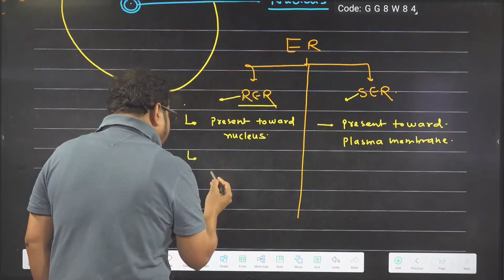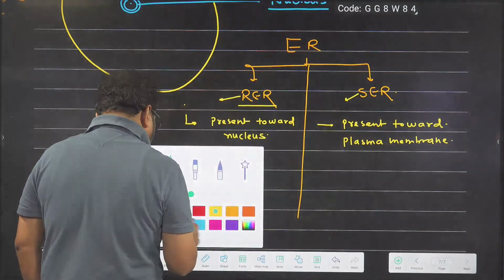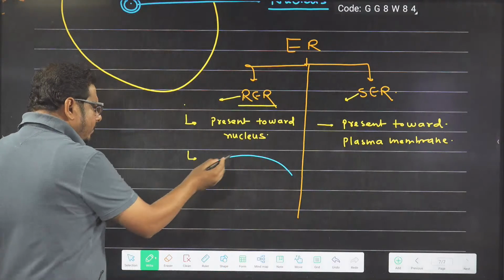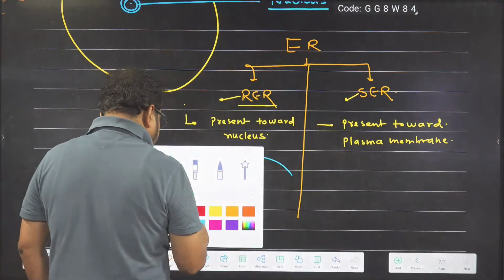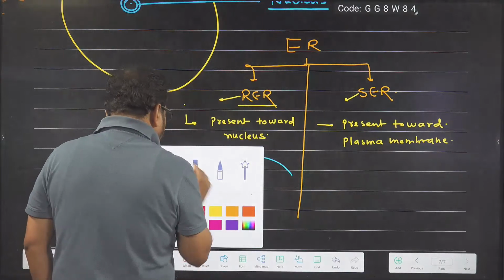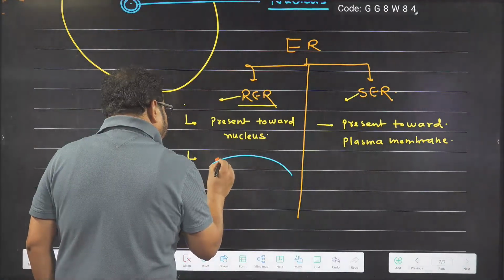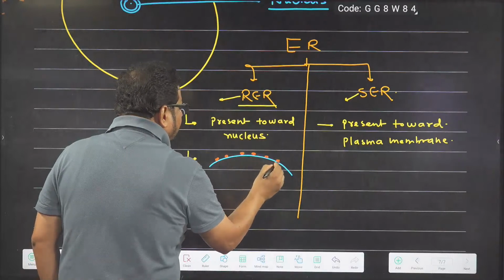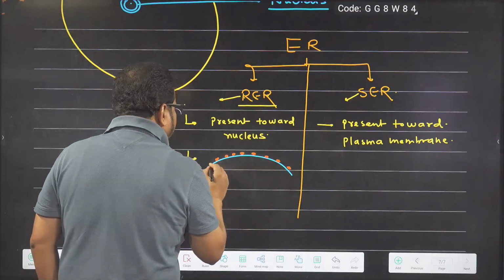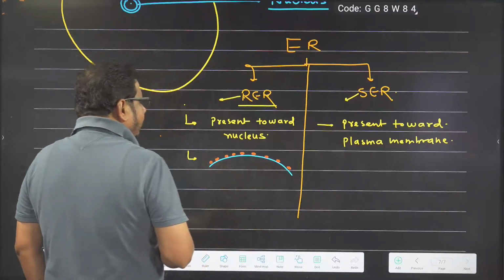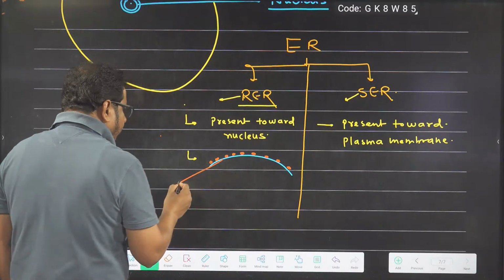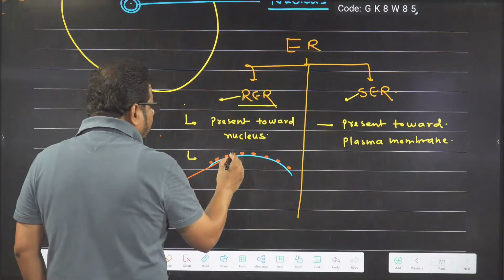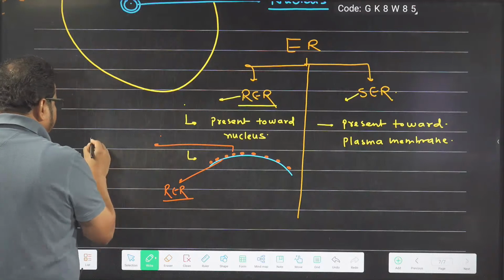When you see a rough endoplasmic reticulum through the electron microscope, you will find this is the surface of the membrane of ER. You will find some granular depositions present on the surface of ER, and due to that granular deposition, it is looking rough. So this is RER, rough endoplasmic reticulum. Why is it appearing rough? Because ribosome is present over it.